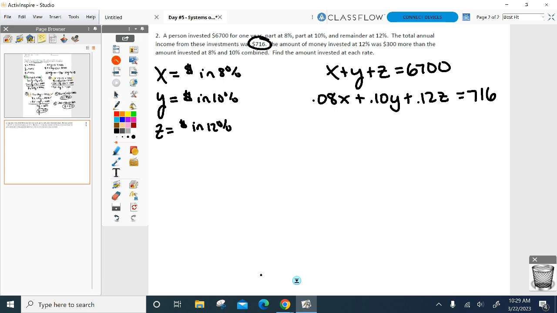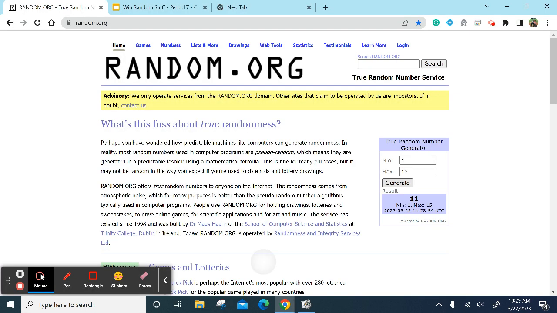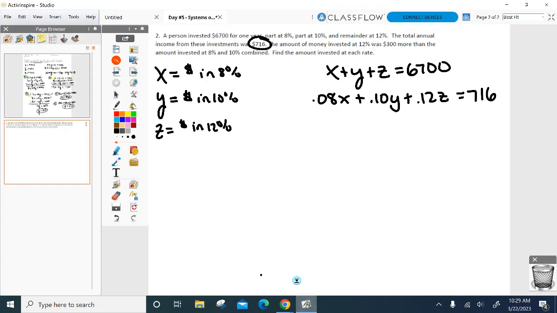And you're ready for the third one, which is always the toughest one. The amount invested at 12%. What did I call that variable? Z. So Z, the amount invested at 12% was, we put equals there last time, can you guys finish that? 300 more than the 8 and 10 combined.